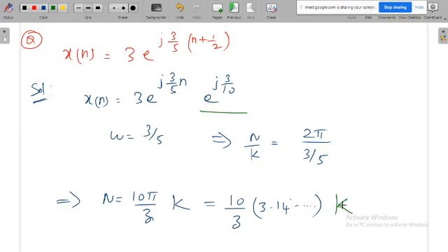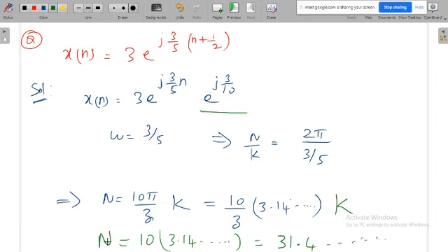Yes, please quickly. What value of k will make n an integer? Multiples of 3, sir. Multiples of 3, you are telling. Say for example, if you put k is equal to 3, then this 3 will cancel, and then this is 3.14, and again it's going like this, some value. It will go like 31.4 endlessly.